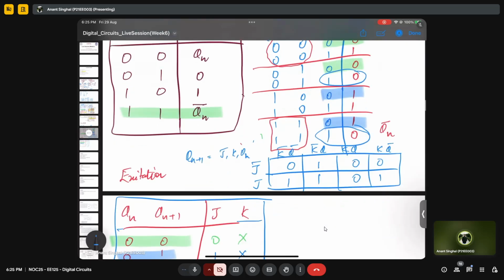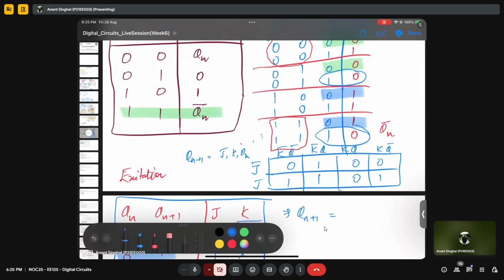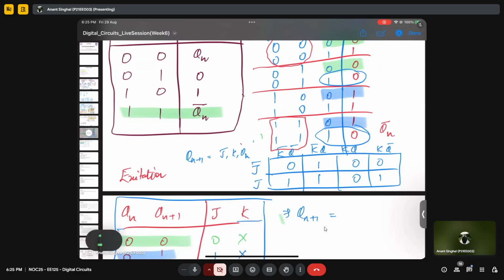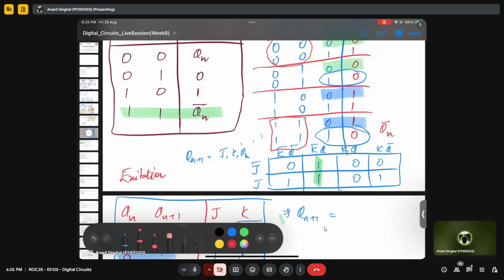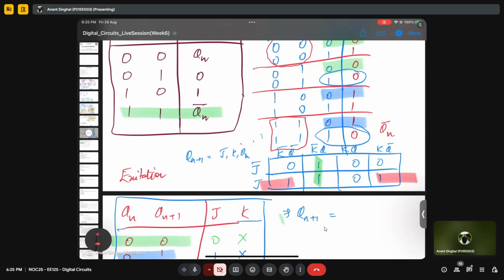So what can be the possible pairs, quads, that we can make? Qn plus 1 is equal to. One is clear that we can make this. And second, the only combination that we can make is this with this without using any redundant term. So the first is J Q bar plus K bar Q. I can write it with N because it is the previous state. So this is the characteristic equation of a JK flip flop. Any doubts here?